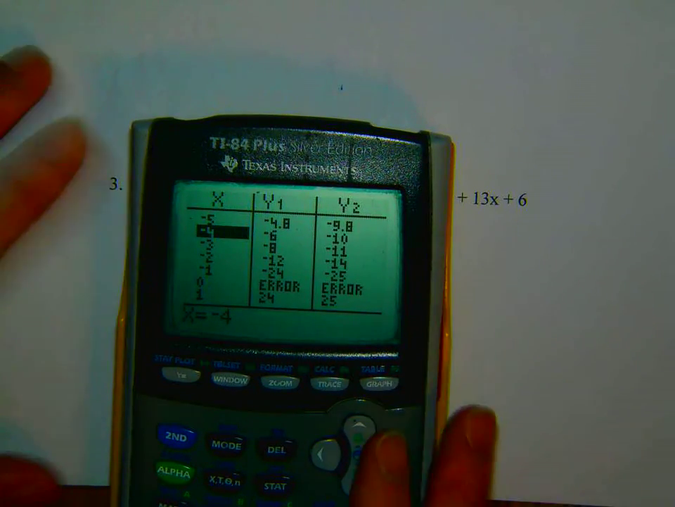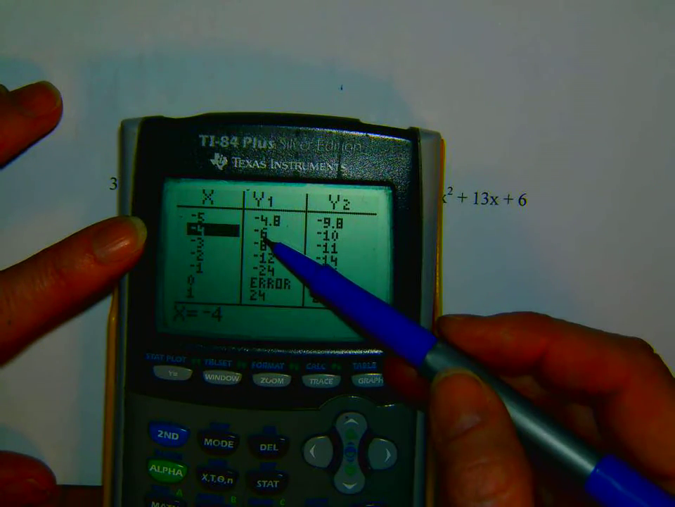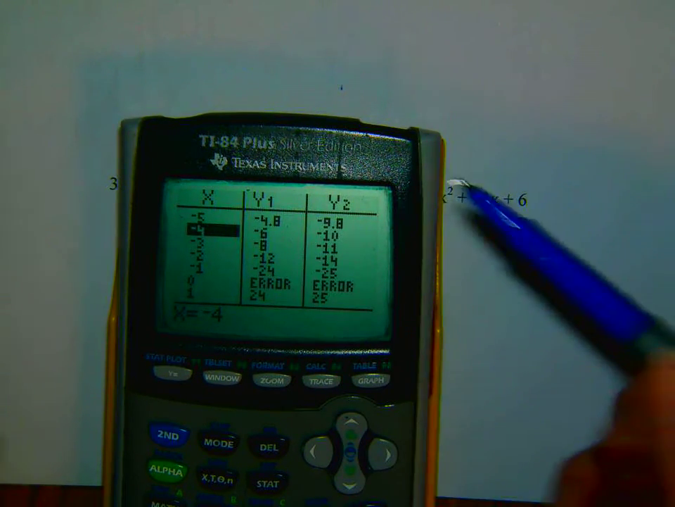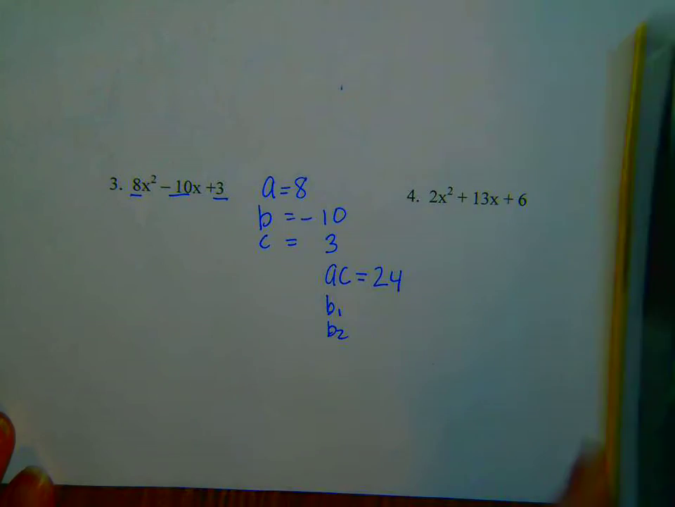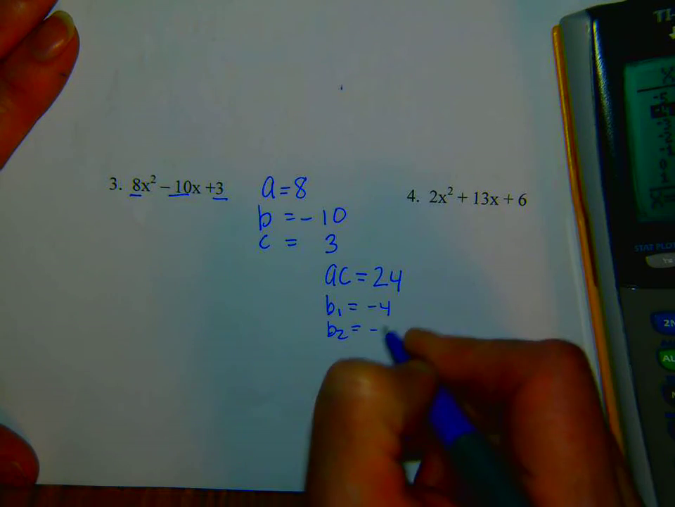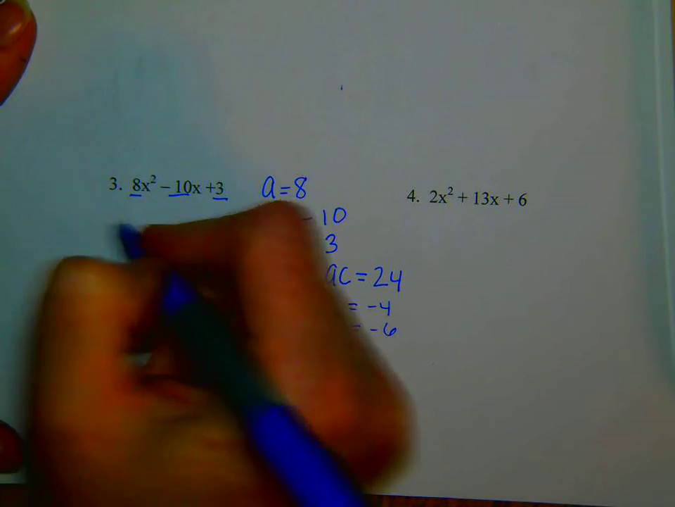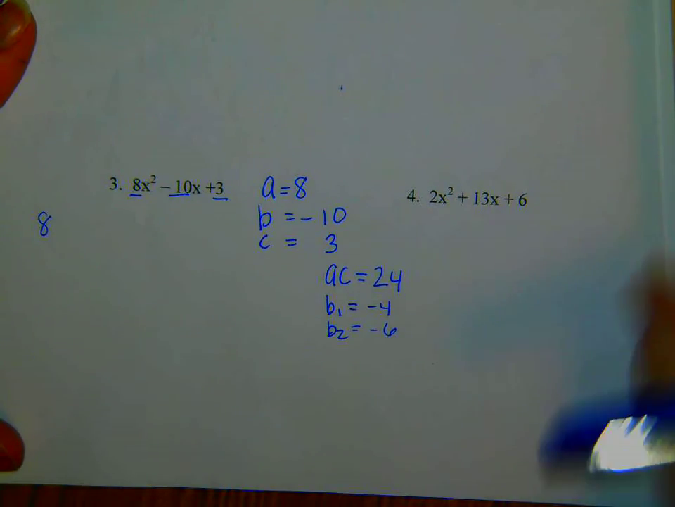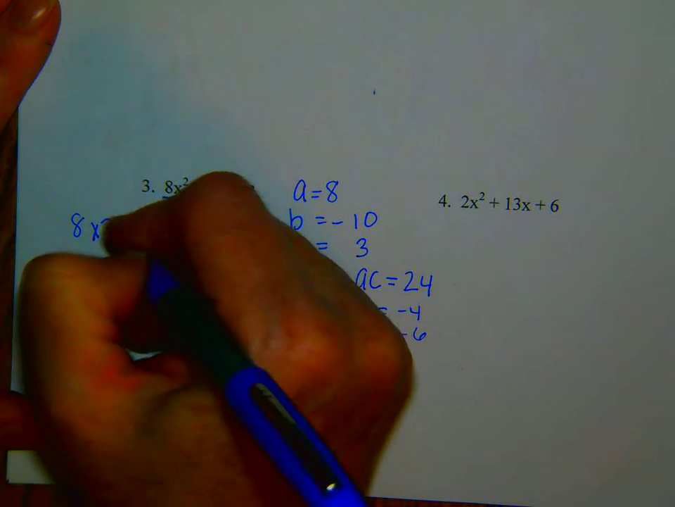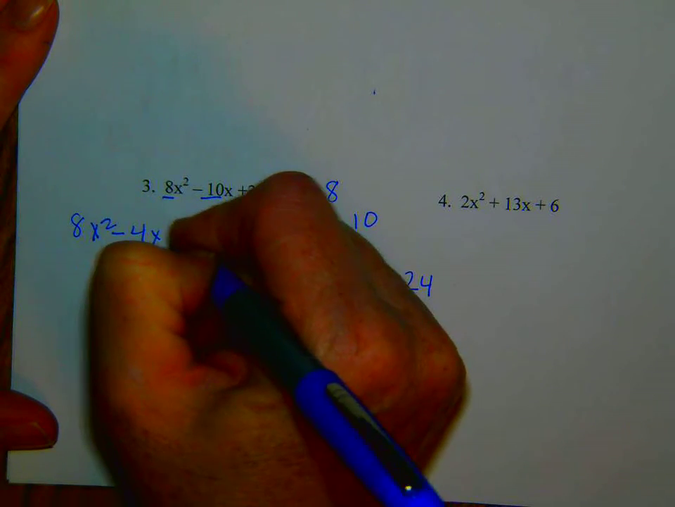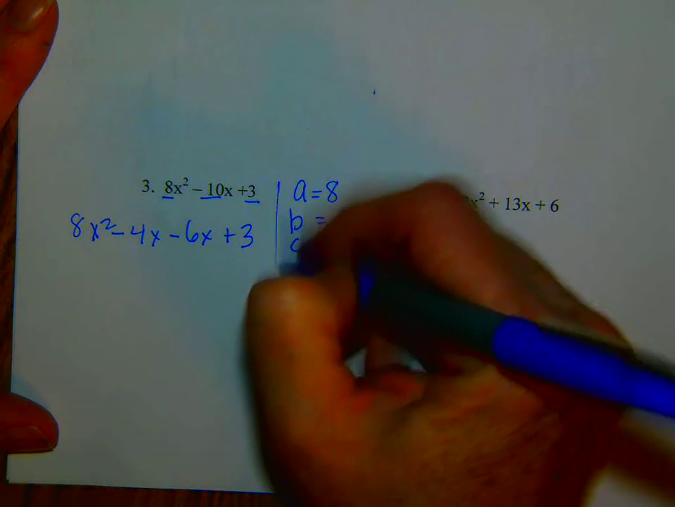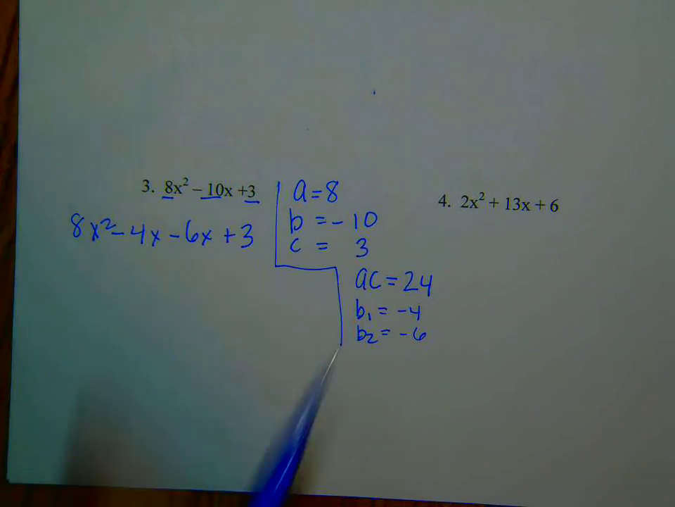It's very important. Our sign that gives us factors of negative 4 and negative 6. If you multiply those together, they become positive 24. Add them together, they're negative 10. Okay, so we have B1, negative 4, B2, negative 6. Let's replace this, our factor. So we have 8x squared minus 4x minus 6x plus 3. So let's factor by grouping.